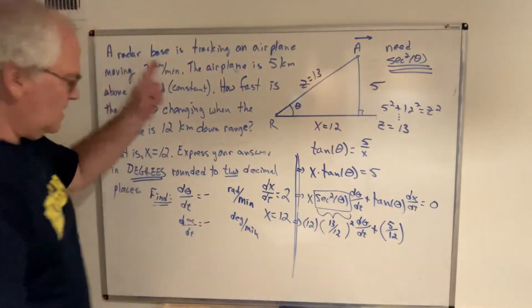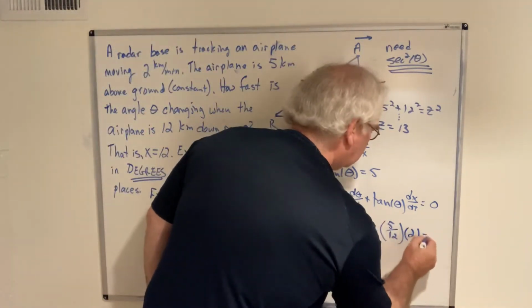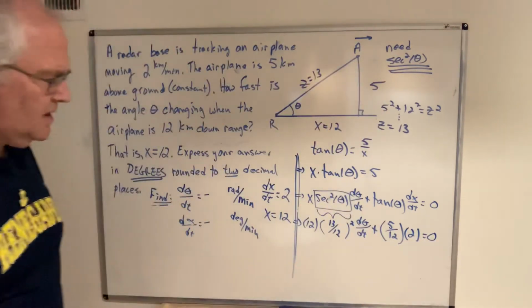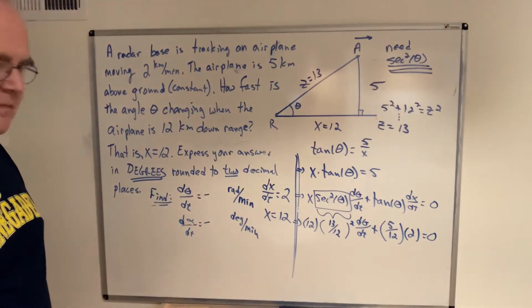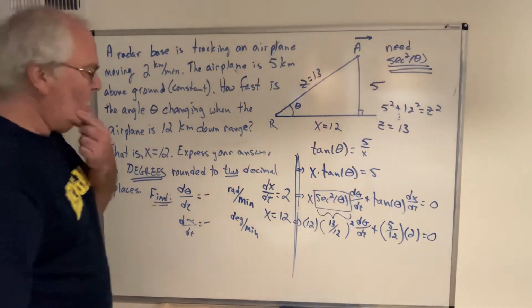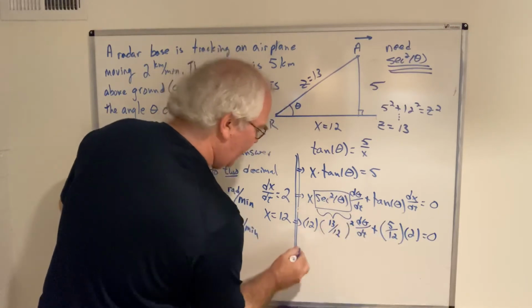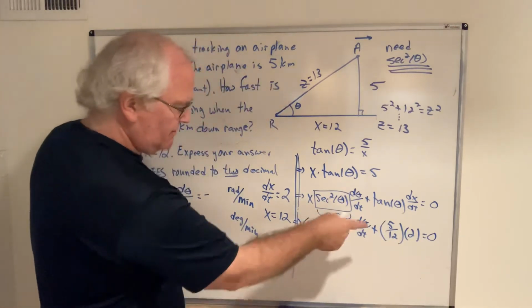dx/dt is somewhere here. dx/dt is 2. Solve for dθ/dt. And that's not particularly challenging to do. It doesn't really matter how you do that. I'm going to go ahead and do this in my head here.